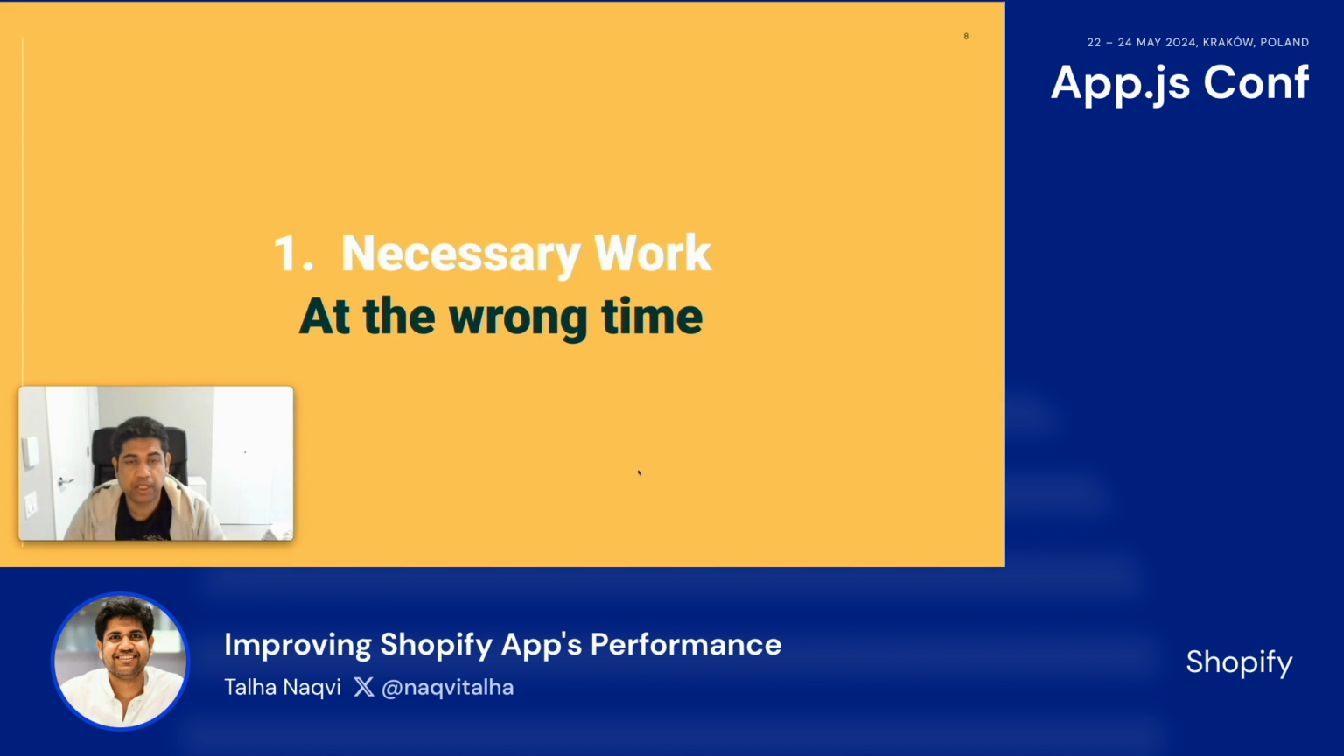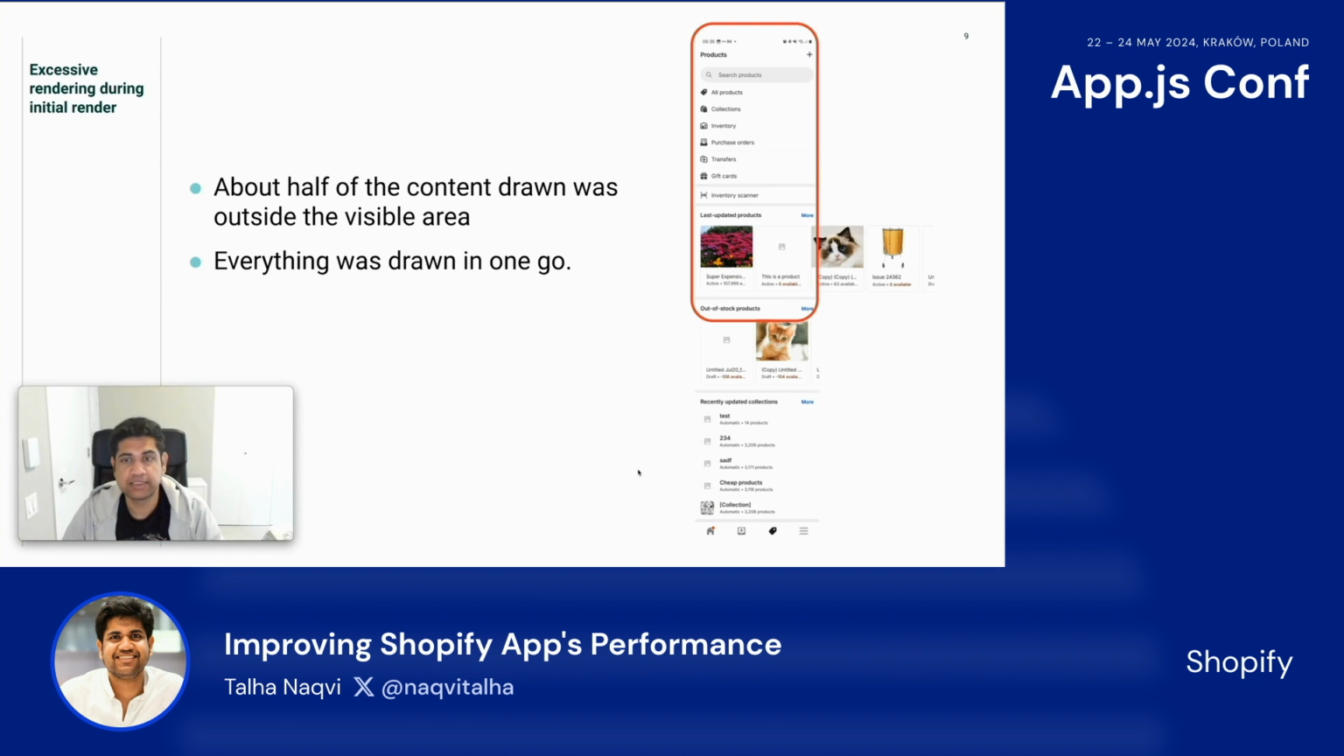So let's look at an example of this that we found in the Shopify app. This is our products overview screen. It's one of the tabs that is prime focus of the app. And if you look at that red border that I have highlighted, that represents what the user will actually see when the screen loads, because that's the viewport, that's the screen size.